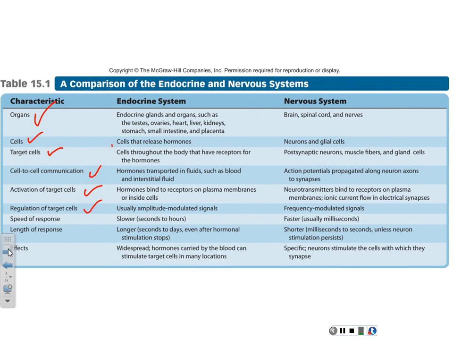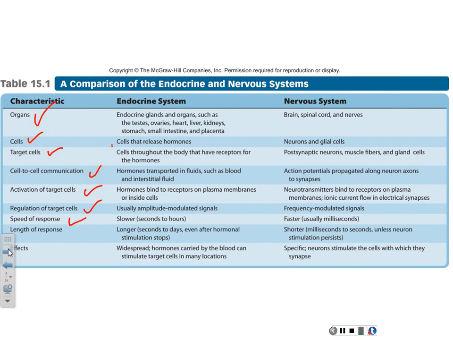Well, for the nervous system, it is frequency. So that's the number of action potentials you fire per unit time. So if you fire like 10 action potentials in 1 second, that's a strong signal. And then if you fire 2 action potentials in 1 second, that's a weak signal. Okay? So the nervous system is frequency modulated, whereas the endocrine system is amplitude modulated. Amplitude is the size, the concentration of the hormone. Okay?